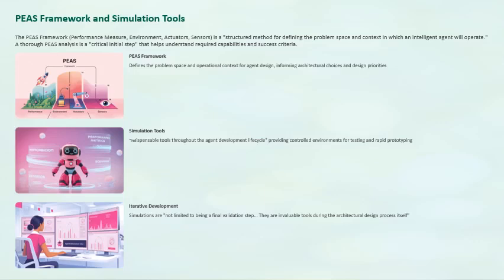Okay, one last big thing. The sources really hammered home simulations. Why are they so indispensable? Oh, simulations are fundamental. You basically can't develop complex agents without them. They're your controlled testing ground. A virtual world to play in. Pretty much. You can test things repeatedly under controlled conditions in scenarios that would be way too expensive, dangerous, or just plain impossible in the real world.